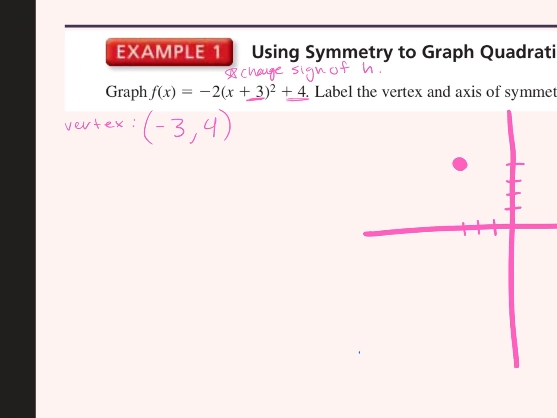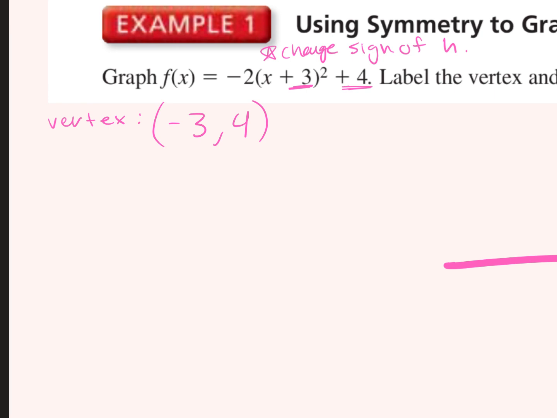Next, let's find our axis of symmetry. Why do you switch the sign? That's just the formula, because it's x minus h inside the parentheses. So when it's plus, it would be like minus -3. So you always change the sign of the h, the first number.